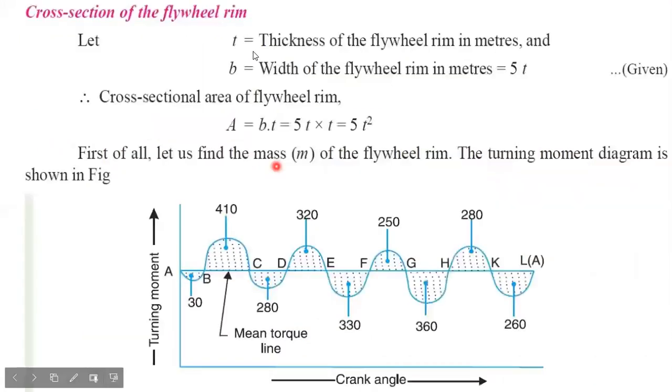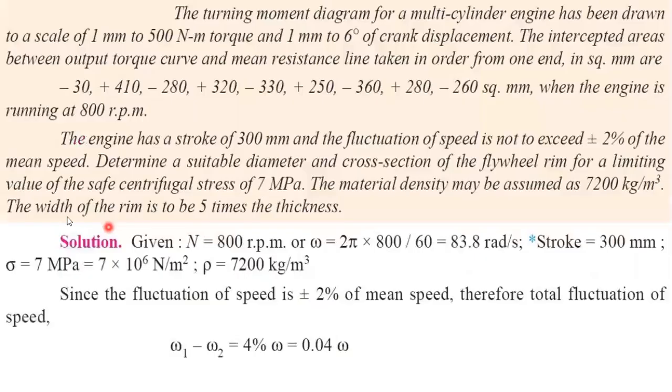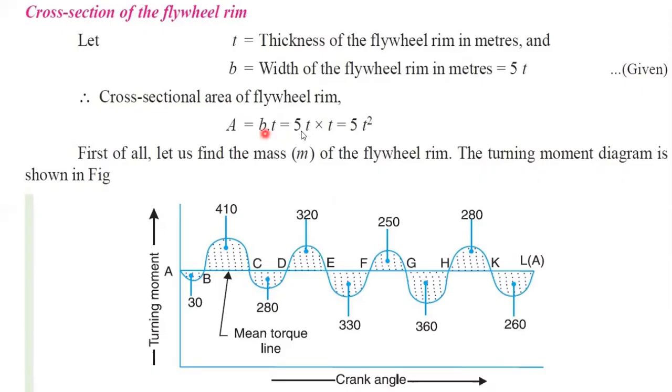Now we're going to calculate the dimensions of the flywheel. T is the thickness, B is the breadth. The cross section area is breadth into thickness. They have clearly given that the width is 5 times the thickness, so breadth is equal to 5 times T. Instead of B, you just substitute 5T, so finally 5T square.